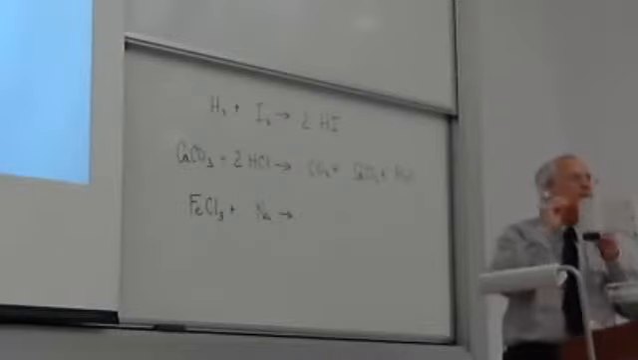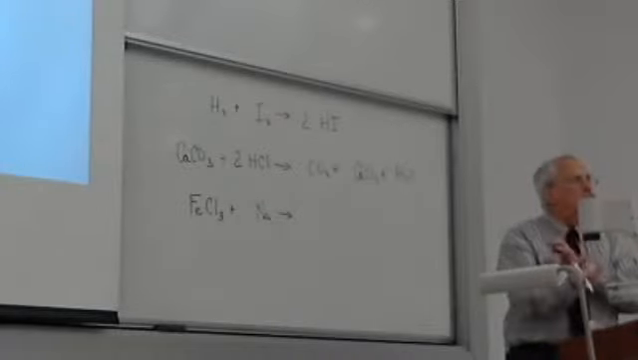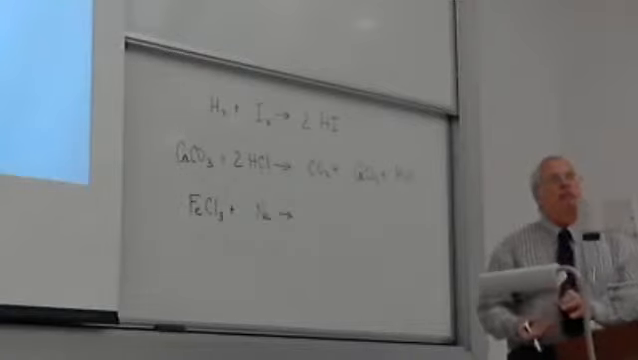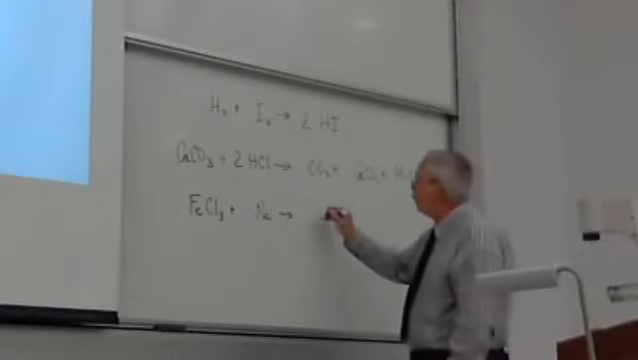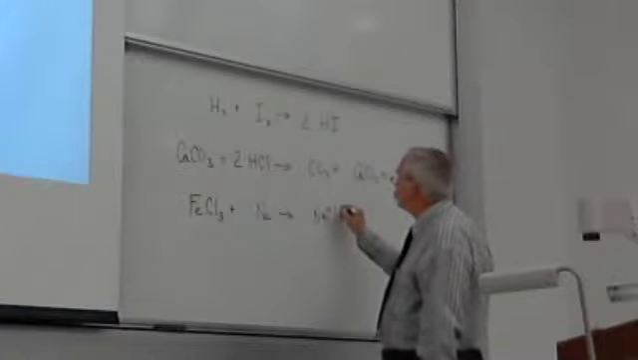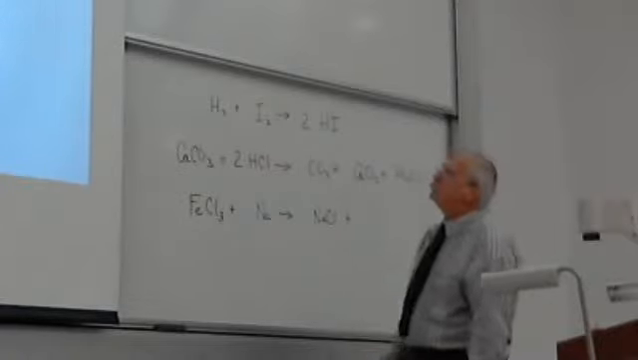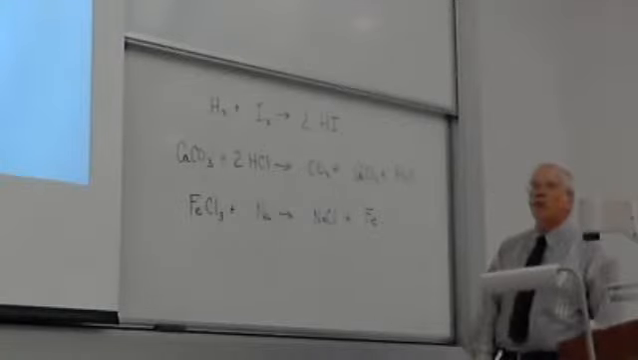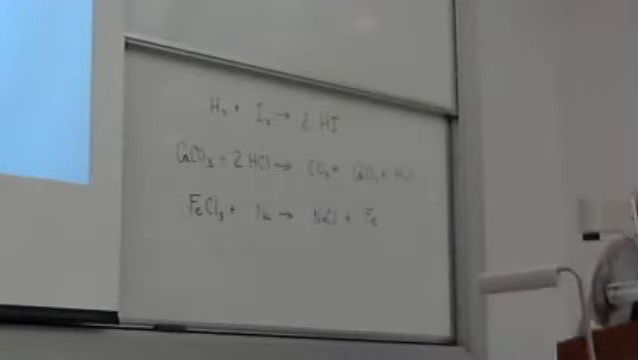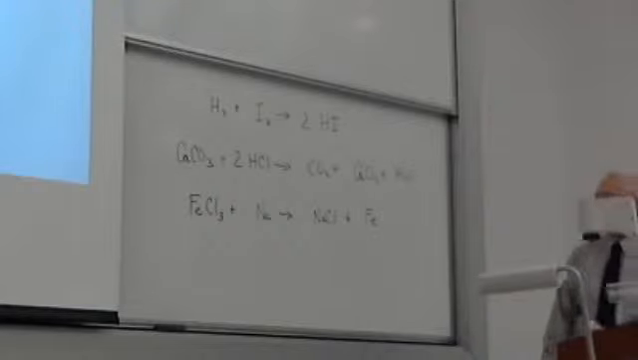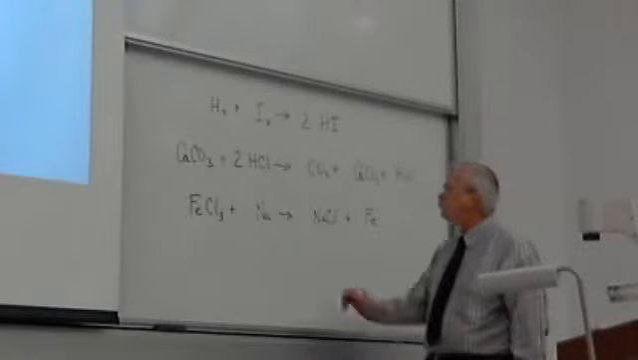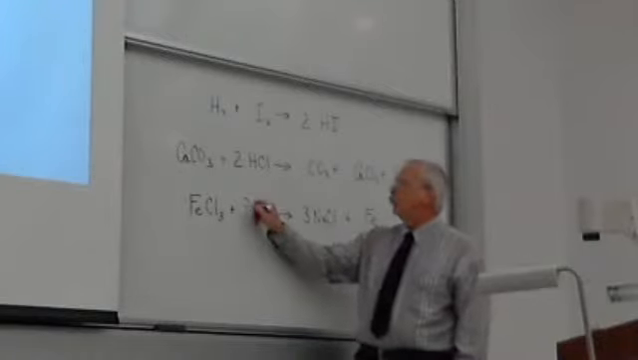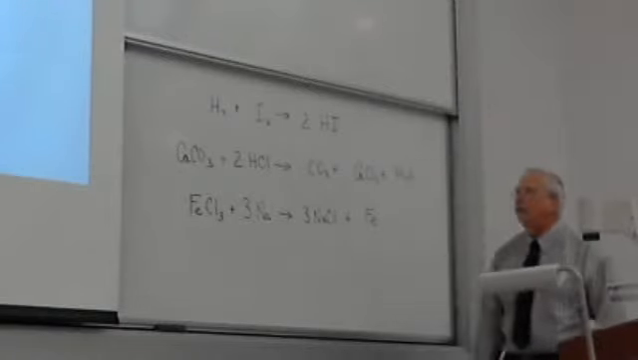Sodium's a +1. Chlorine -1. So we get sodium chloride plus iron, which is Fe. So there's our correct formulas. Now we have to balance. 3 here, 3 in front of the Na, and 3 here. And we're done.